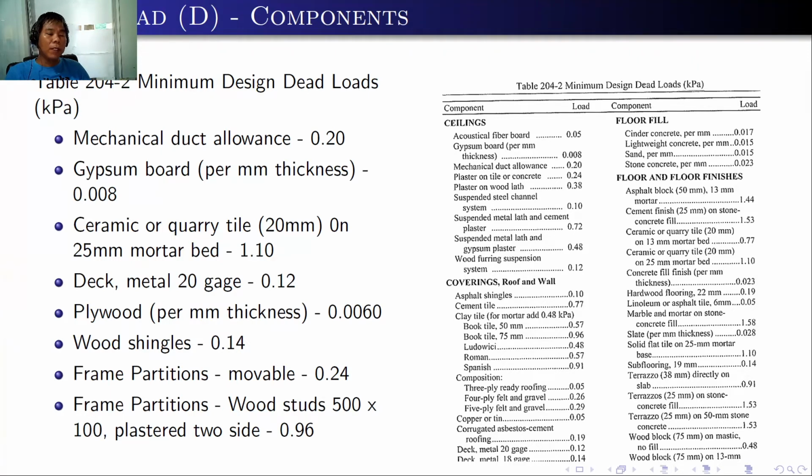For metal deck with 20 gauge, 0.12, a plywood 0.006 per millimeter. So this is lighter than the gypsum board. Wood shingles 0.14 kilopascal. Frame partitions, which is movable 0.24 kilopascal. Frame partitions, wood studs 500 by 100, plastered two sides. That's 0.96 kilopascal.